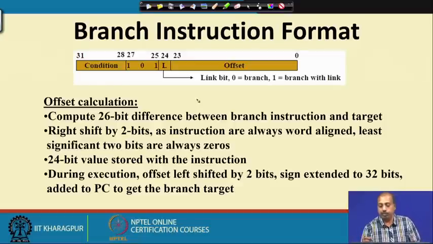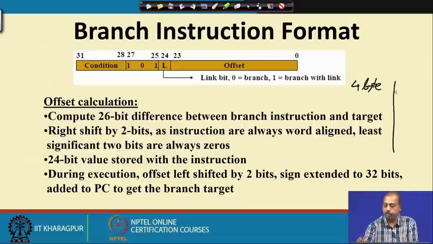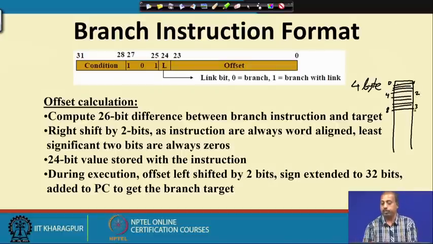If you look into these ARM instructions, they are all 32 bit wide, so 4 bytes wide. If you look into the memory map, when the instructions are put into memory, the first instruction will be at locations 0, 1, 2 and 3. Then location 4 will have the second instruction, locations 4, 5, 6 and 7. Then location 8 will have the third instruction. So it goes like that.